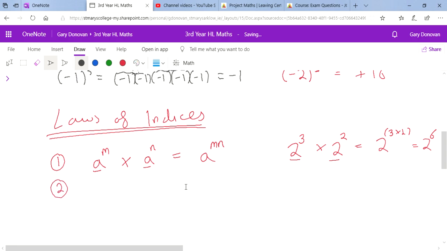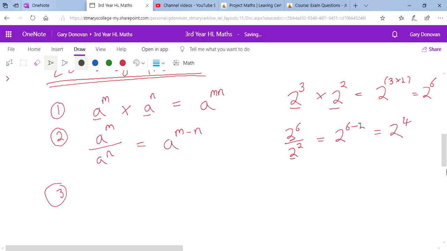Number 2, a to the power of m divided by a to the power of n is equal to a to the power of m minus n. So we could have 2 to the power of 6 divided by 2 to the power of 2. That's the same as 2 to the power of 6 minus 2, which is 2 to the power of 4. And again, the base number has to be the same. You can't have 2 to the power of 6 divided by 3 to the power of 2.